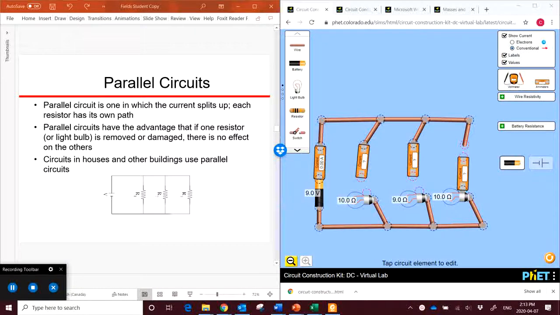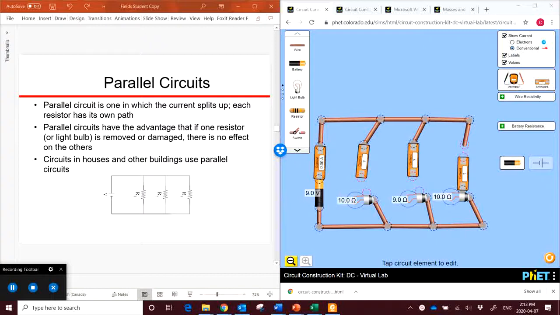Now we're going to take a look at a parallel circuit, which is a little bit different from the series circuits that we studied previously. A parallel circuit is one in which the current can split up and each resistor has its own path, so it's not all stuck within that same road.